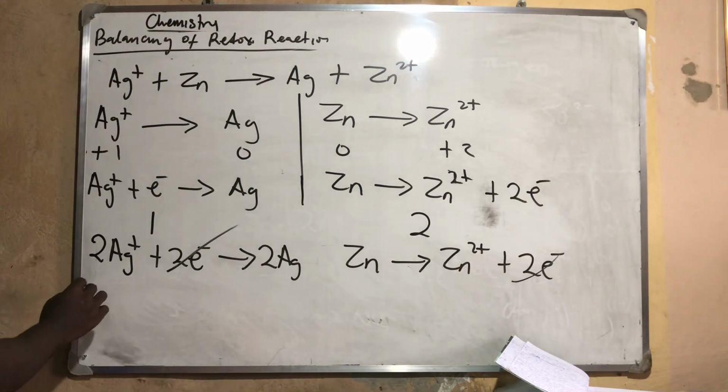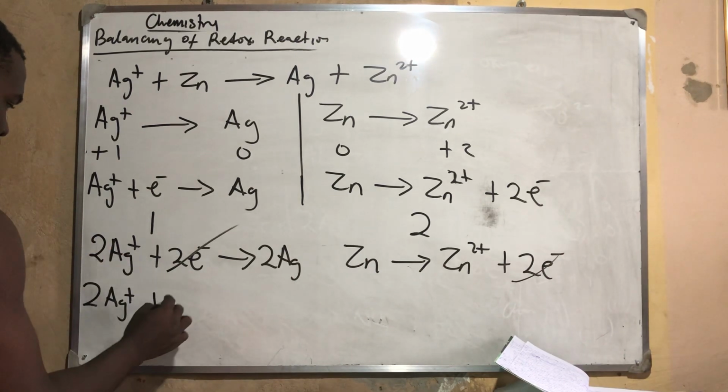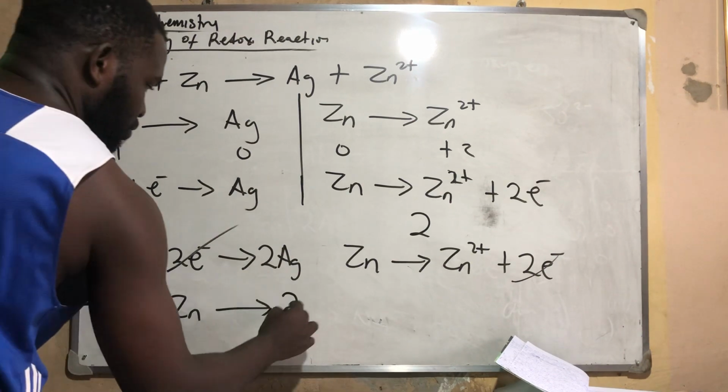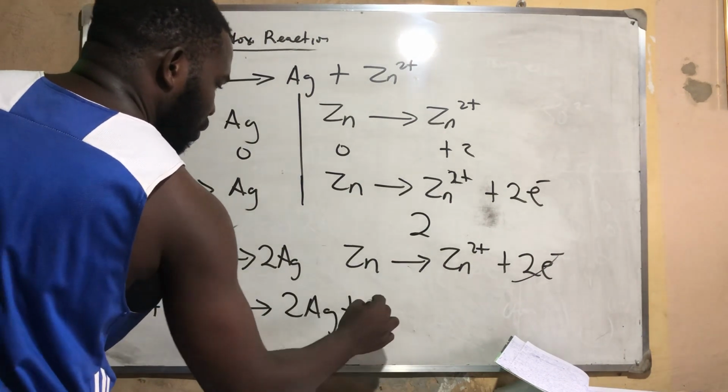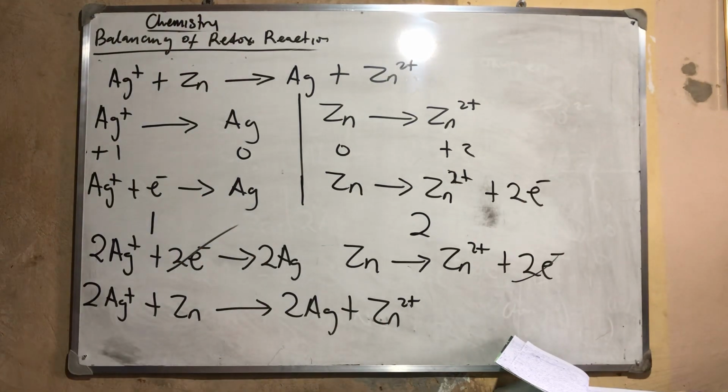So we combine it to have 2 Ag plus, plus Zn to give us 2 Ag plus Zn2 plus. All right, so that is the balanced equation.